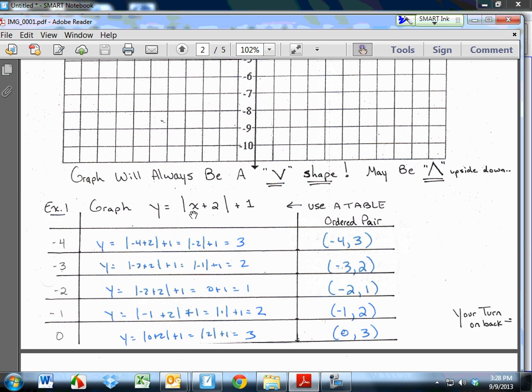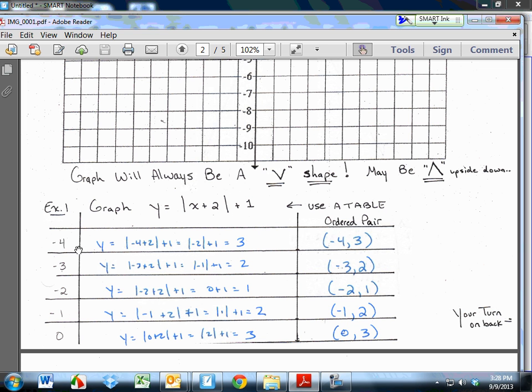Now if we think about absolute values for just a second, when we plug in numbers to an absolute value, sometimes we get a negative in the absolute value. So here's an example. We could plug in negative 4 for x and get negative 4 plus 2. We get a negative 2 in the absolute value. But as soon as you take the absolute value of negative 2, it comes out positive. Similarly, we could plug in a 0 for x. So 0 plus 2, we take the absolute value of 2, and it comes out as positive 2.